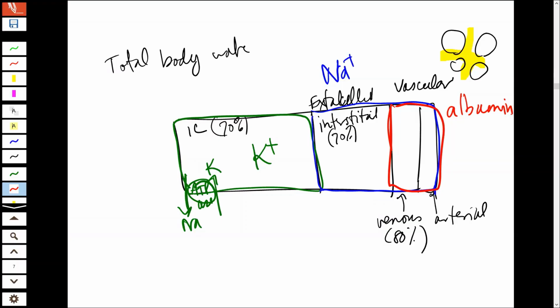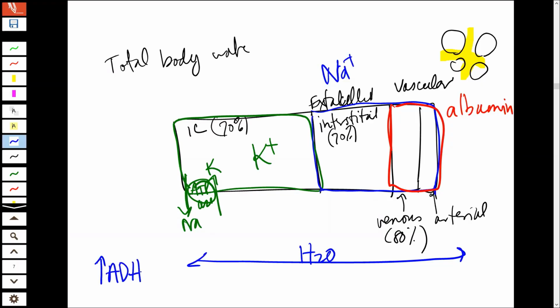Okay, where does water go? And the answer is water goes anywhere it wants. Water freely floats in the system. Okay, now let's talk about this in true pathophysiologic terms. If I had something that increased ADH, what would happen to that water? Everywhere. Everywhere, right? So what test would we have to prove that there's too much body water?